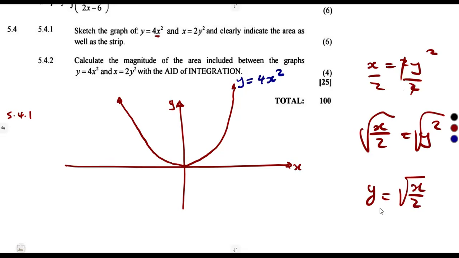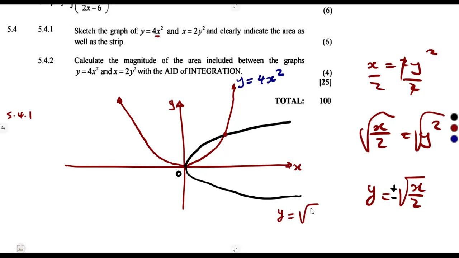So what is the graph of the square root of x over 2? In this case, we must use both positive and negative values of y. Meaning to say, for each and every x value, y is going to be positive or negative. So our graph definitely is going to be like this. y is going to be positive and negative for each and every value of x. So these two graphs, definitely, they do intersect at this point. Where they intersect, at what? At 0 and at this point.